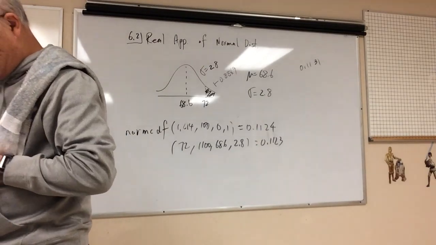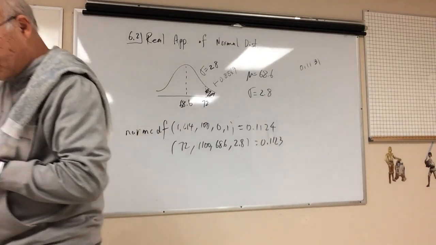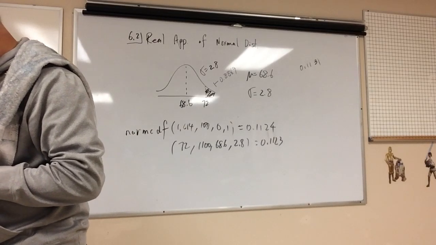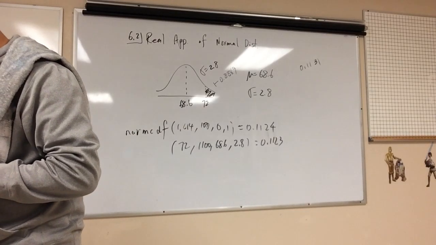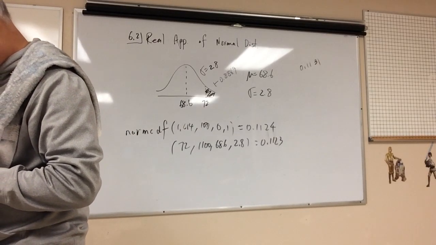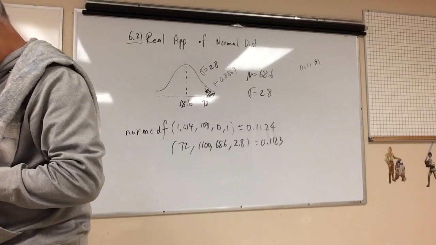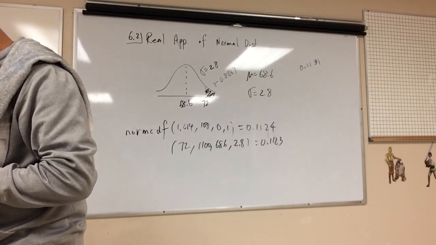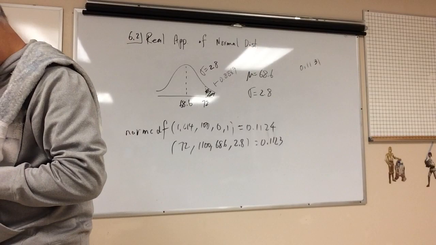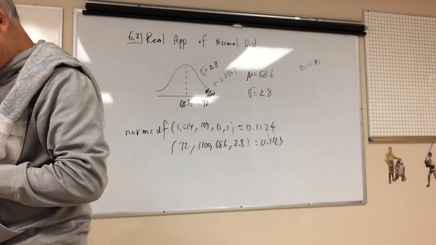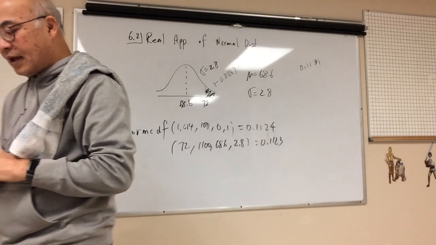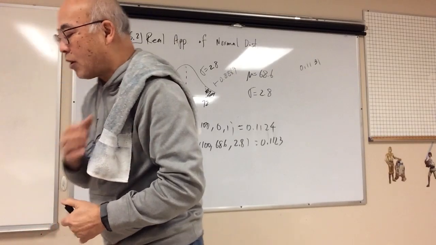Example 1 was example number 1. Let's do example number 2. In example number 2, we have the U.S. Air Force requires that pilots have heights between 64 and 77 inches. Heights of women are normally distributed with a mean of 63.7 and a standard deviation of 2.9. Based on that, what percentage of women meet the height requirement?